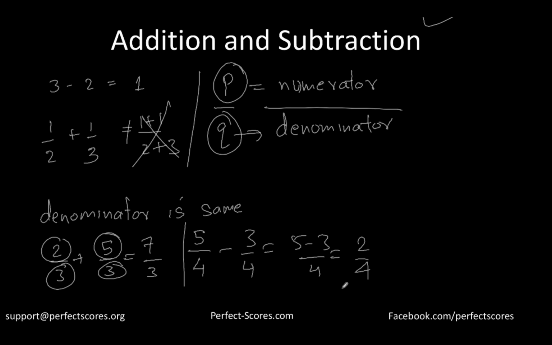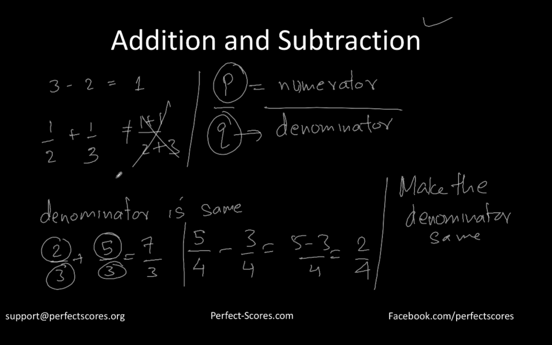But what if the denominator is not the same? Then you're going to make the denominator the same. How do you make the denominator the same? Let's suppose you have the fraction 1 over 3 plus 2 over 9. How do you make these denominators the same? You look at the smaller fraction and look at the denominator. How can I make 3 to be 9? I can do that if I multiply this 3 by 3.